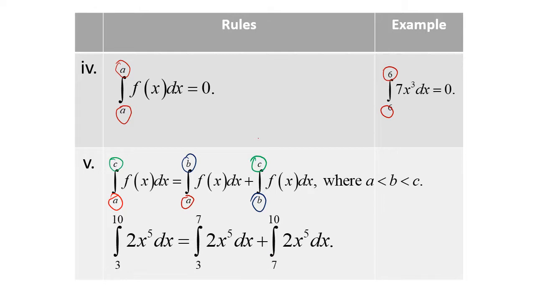This is a simple example. When we integrate 2x to the power of 5 dx from 3 to 10, it is equal to the integration of 2x to the power of 5 dx from 3 to 7, and then plus the integration of 2x to the power of 5 from 7 to 10. So on our left side, we notice that the lower limit is 3 and the upper limit is 10.